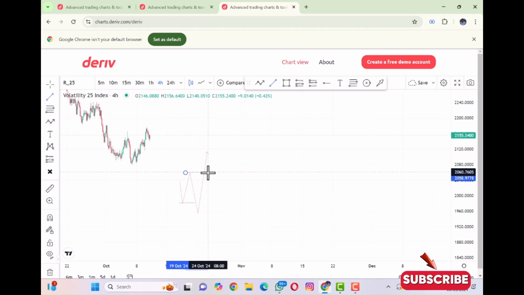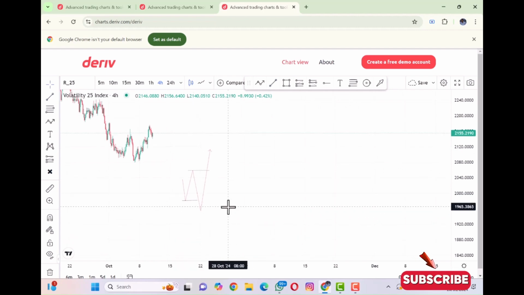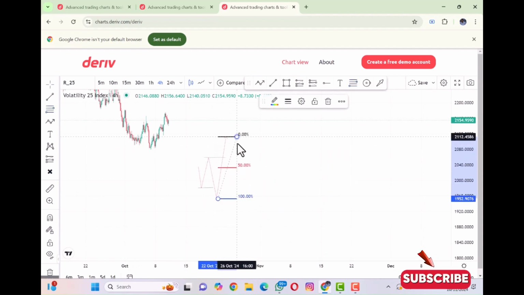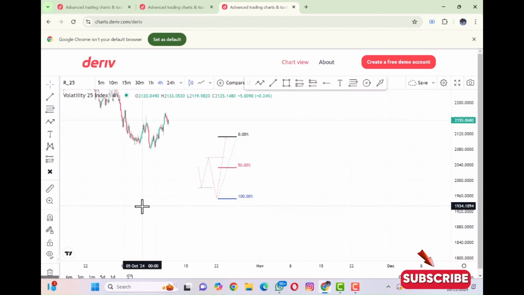So between this point and this point here, we have our swing structure, and that is where you want to draw your Fibonacci. If you pick up this tool from here, since this is a bullish structure, you drag from the bottom to the top. Okay, so you've drawn your Fibonacci tool.